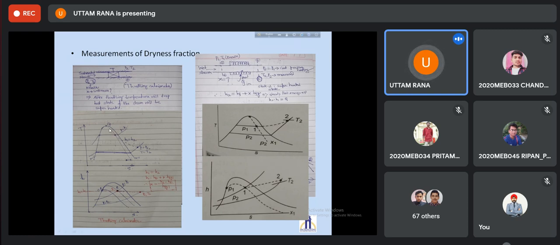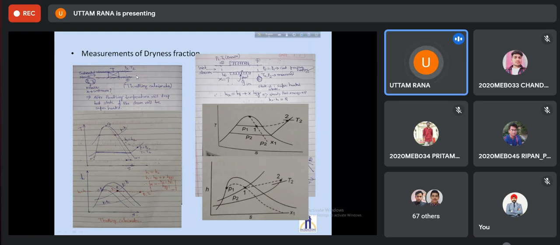Now what is H1 at state 1? H1 is basically in the two-phase region. So if the quality at state 1 is X1, which is known, H1 will be equal to HF plus X into HFG. So we can write X is equal to (H2 minus HF1) divided by HFG. So using this formula, we can find the quality of the steam using the throttling calorimeter.